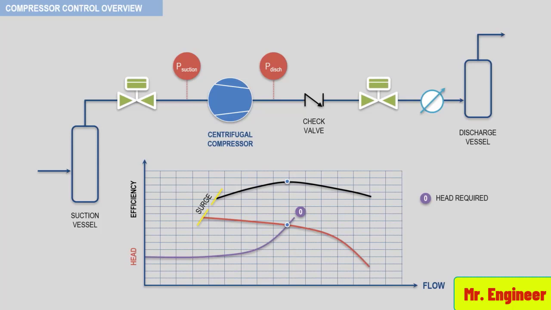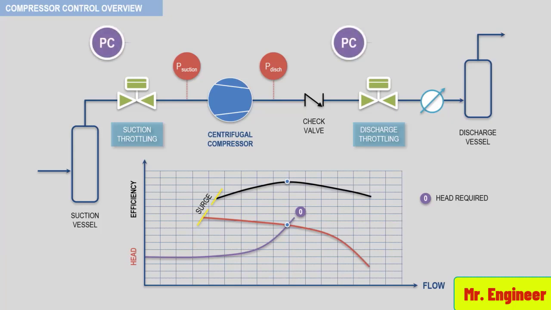This can be done by positioning a control valve in the suction or the discharge of the process system. When the valve is in the suction, the operation is called suction throttling. When it is in the discharge, the operation is called discharge throttling. The controlled process variable can be either pressure or flow. In either case, energy is lost, since there will always be a pressure drop across the control valve.